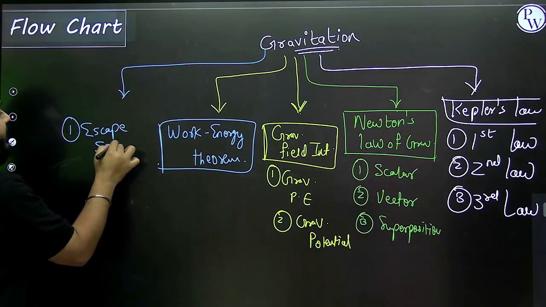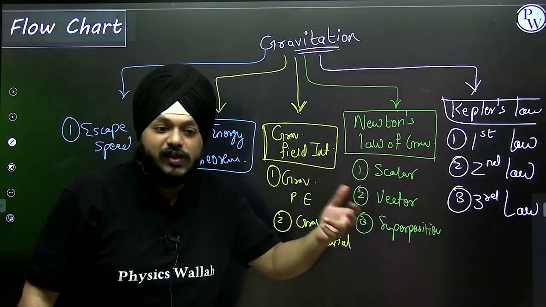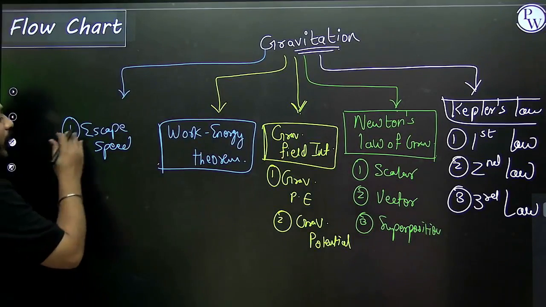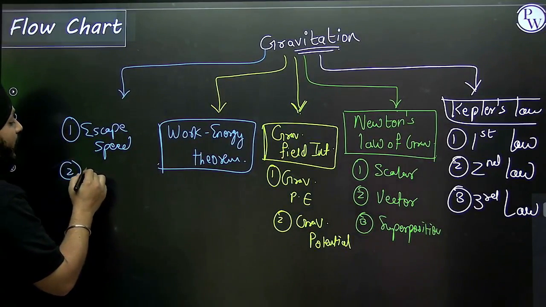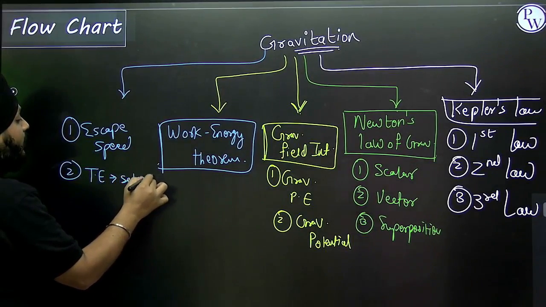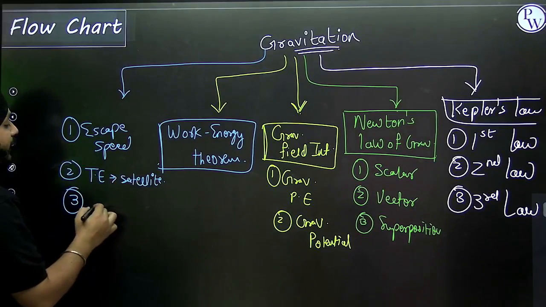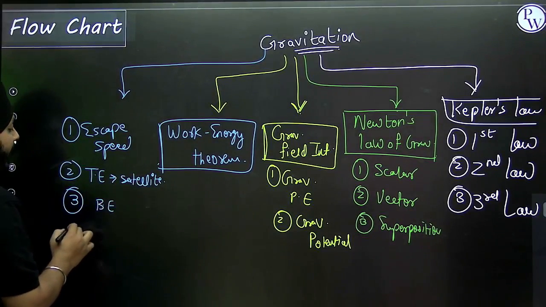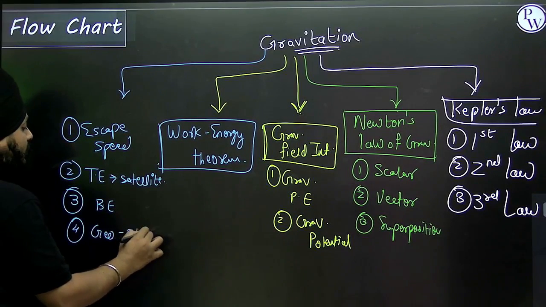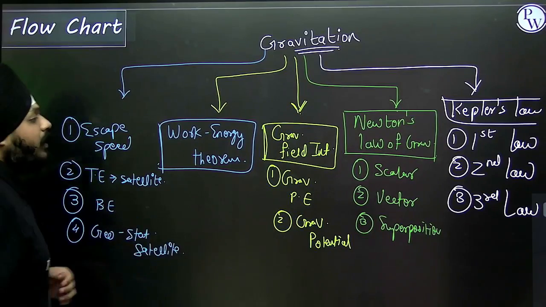Right, okay, this escape speed is kind of the launching of the satellite. Polar satellites, geostationary satellites, all of these things are there. Escape speed, but these all are the applications of work energy theorem only. The total energy of a satellite, and after that lots of concepts of the binding energy, geostationary satellite, lots of things are there.